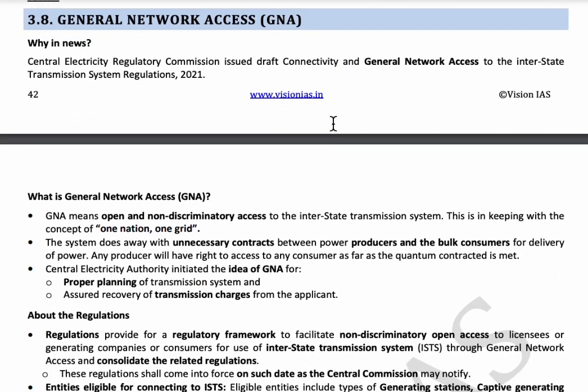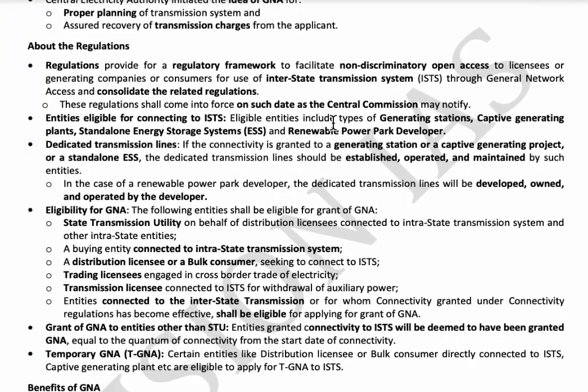So the next topic is General Network Access, GNA. It means open and non-discriminatory access to the interstate transmission system. So under the One Nation One Grid program, the government has passed the Interstate Transmission System Regulations 2021. So under this, renewable energy programs, investments in sustainable energy and research are promoted. So this is about the general network access.